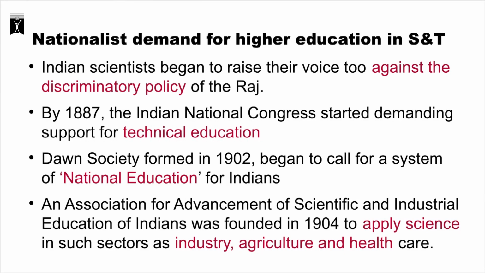Even though his boss was very good to him, was promoting him and providing him support, the system did not allow him to be promoted. So the scientists were also facing direct discrimination in colonial institutions. This is when the nationalists started demanding higher education in science and technology to end the discriminatory policy of the colonial government, and also to provide technical education, call for national education, and then apply science in sectors like industry, agriculture, and health.